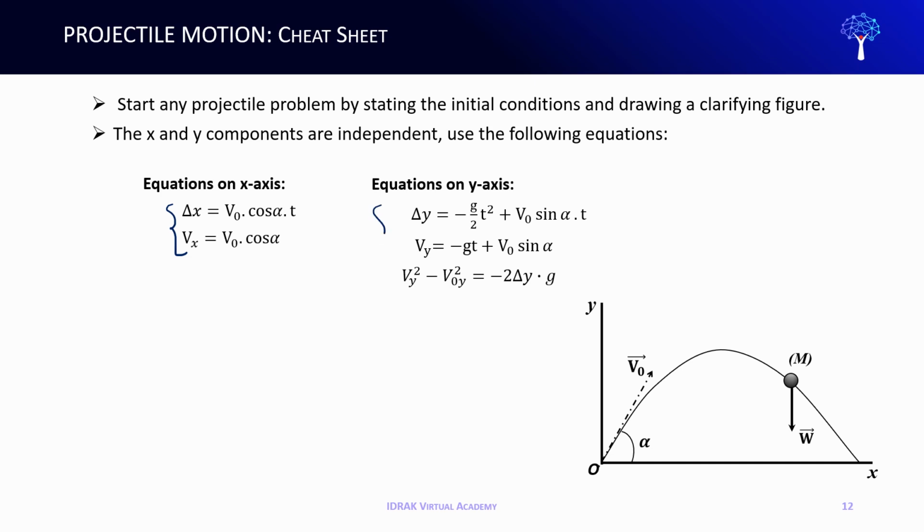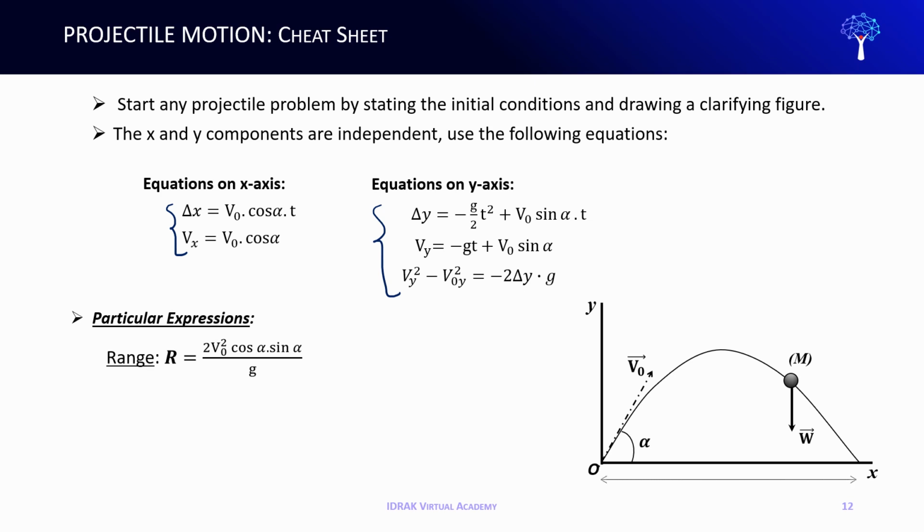On y, we have these three equations. I'm not going to go into them. You can simply just memorize these equations to use them directly on the spot. Two important particular expressions are the range, which is the maximum distance on the horizontal axis, indicated here as r, and it's given by the relation 2 v0 squared cosine alpha sine alpha over g, and the highest point, which is the maximum value of y, or on the y-axis, which is v0 squared sine square alpha over 2g.